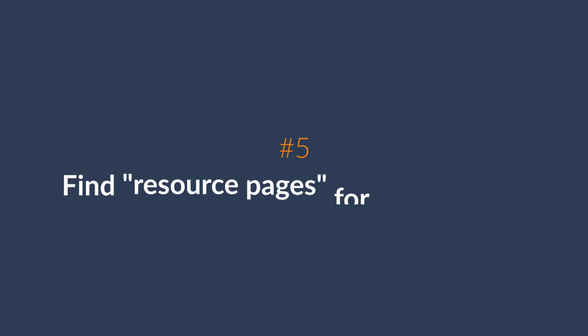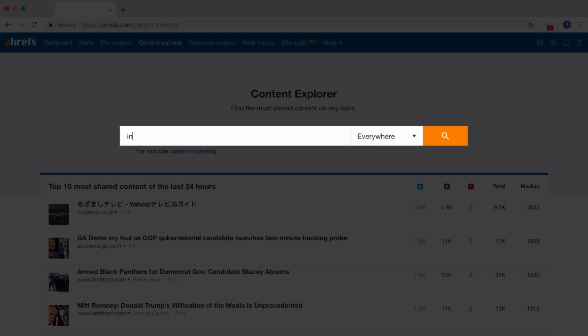The next tactic is to find resource pages. Now, resource page link building is one of the easiest tactics to do. These pages are generally chock full of links on a specific topic. Here's how you can find them using the inurl feature. Just type inurl:resources, and then add a topic using the title search operator.